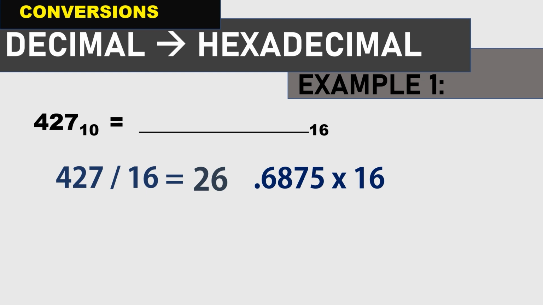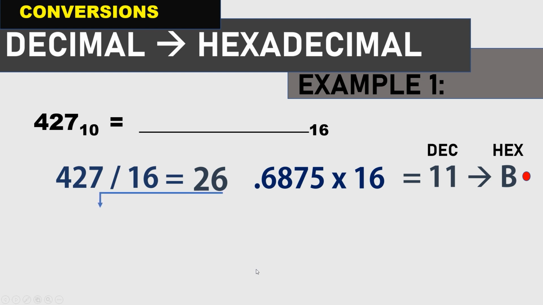We have also 26.6875, and multiply the decimal part by 16. So that's the second step. We can get 11, but 11 is still in decimal. To obtain the hexadecimal of that, you have to convert it to B. So 11 in decimal is equal to B in hex. So I will mark it red as our indicator for conversions.